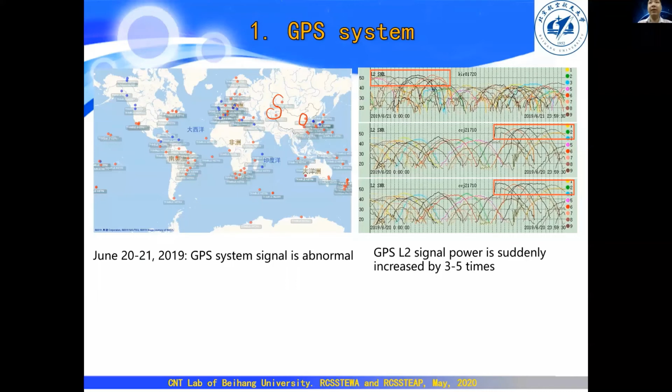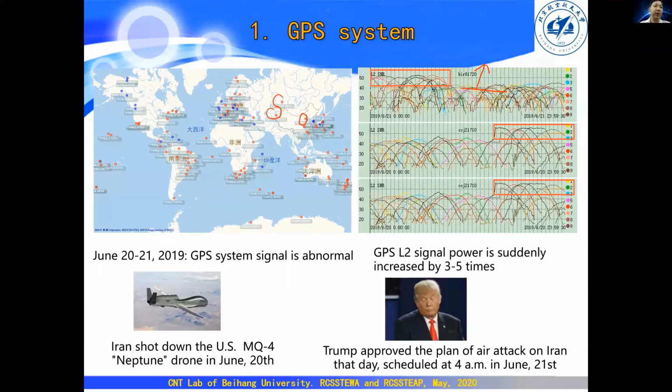And suddenly the signal increased. So what happened? Actually, that is because Iran shot down the US MQ-4 Neptune drone on June 20th, and Trump approved the plan of an air attack on Iran that day. It was scheduled for 4 a.m. on June 21st, but I think later he withdrew.